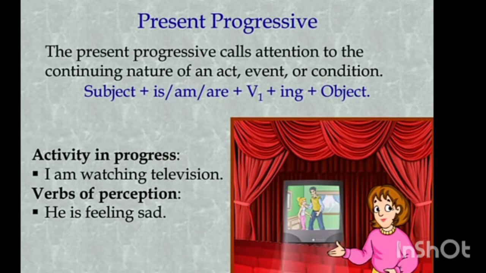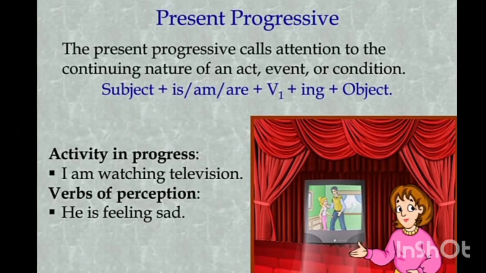So let's see the sentence structure. It will have subject plus is, am, are, which we can also call a helping verb, plus V1, the first form of the verb, with ing and the rest of the sentence. Let's see the example. I am watching television. Verbs of perception: he is feeling sad.